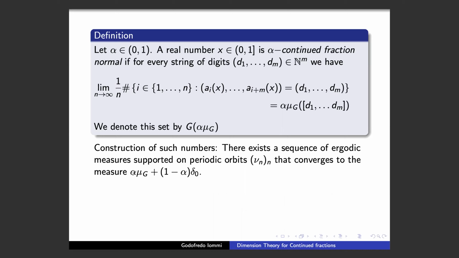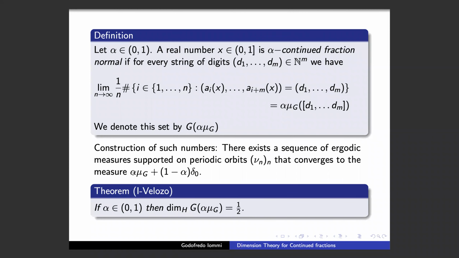And with this sequence of periodic measures, if you glue them together in an appropriate way, you could actually construct a point belonging to this set of alpha continued fraction normal points. So the point I want to make then is that if the ergodic measures supported on periodic orbits are in a sense dense in the space of sub-probability measures, you can actually make these constructions in a fairly straightforward way. But that was not what we were really interested in.